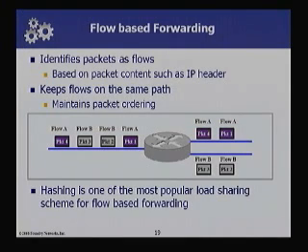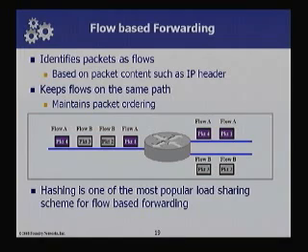In flow-based forwarding, the prime function of the router is to keep the flows together. If you look at this figure, the router considers packet 1 and packet 4 to be part of the same flow, and packet 2 and packet 3 to be part of another flow. So when it does the load sharing, it will keep all packets of flow A together and all packets of flow B together. What this does is maintain your packet ordering, and packet ordering is very critical in a lot of applications. Within flow-based forwarding, hashing is one of the most popular ways.